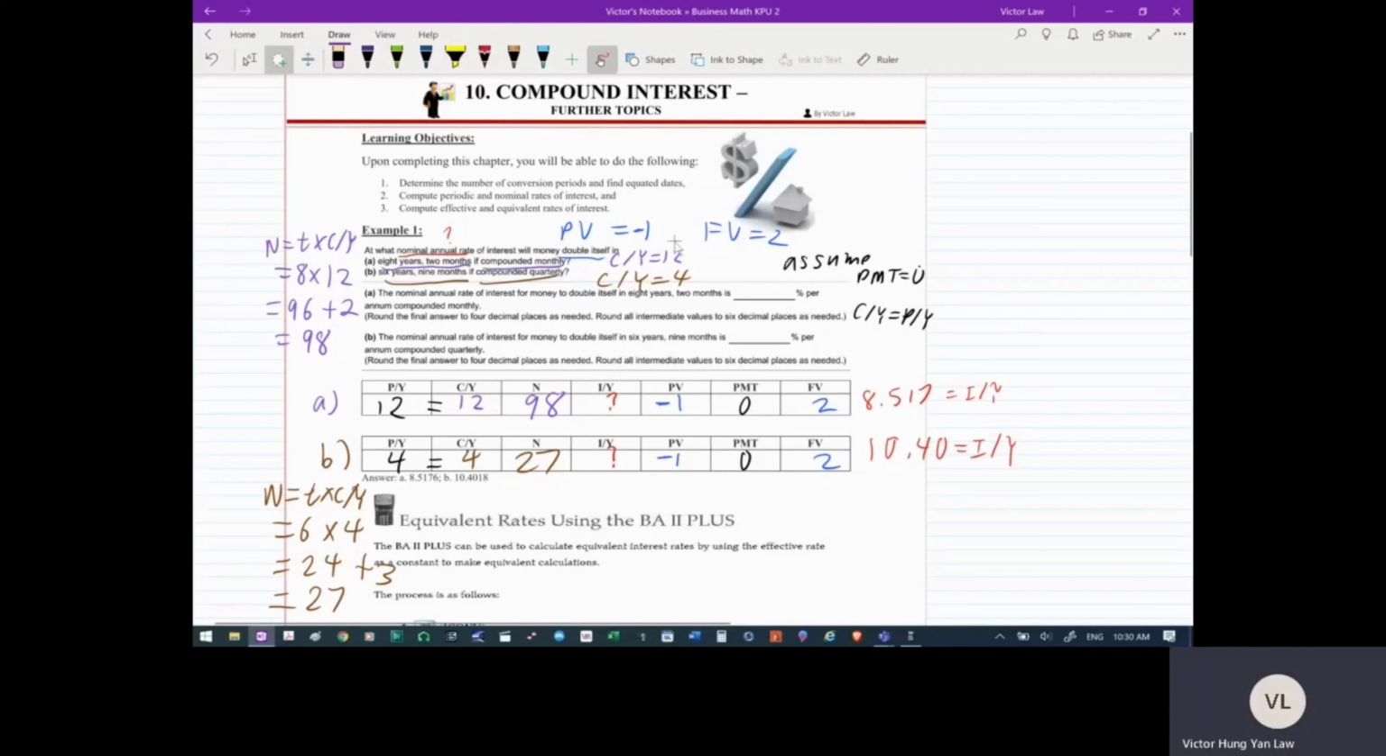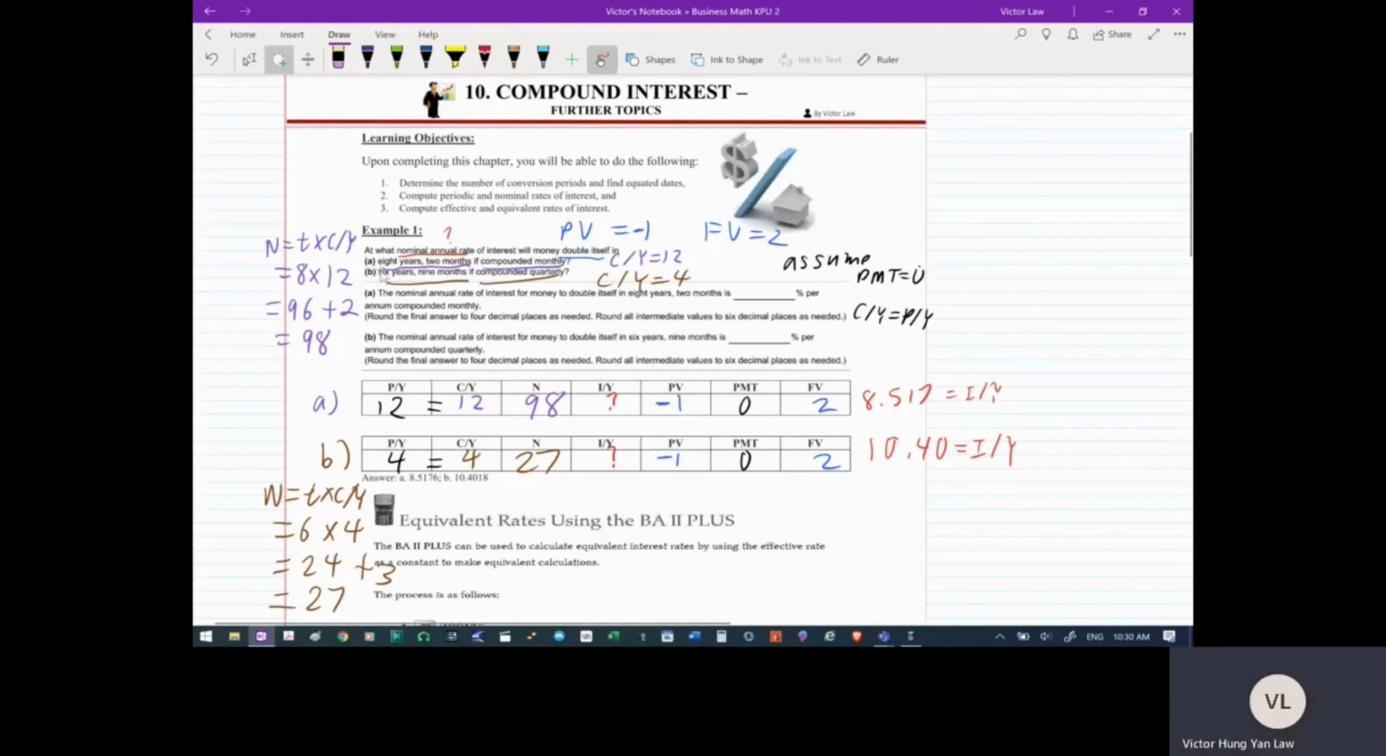So that's why the present value is negative and the future value is positive, because you need to give away $1 first in order to get back $2 at the end. That's the concept that you need to understand. So that's why we have -1 for present value for both cases.